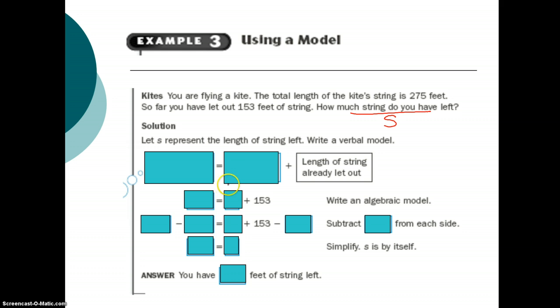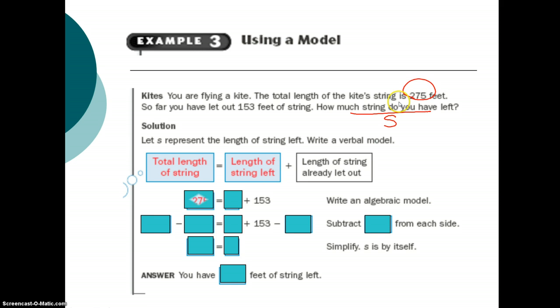That's your variable. The verbal model is putting words in for where we're eventually going to put in numbers. We're going to find the total length of string, which we know. And you know the total would equal the string that was left versus the string that's already let out. We know the total is 275 feet. The length of string left, you don't know. And we know that you let out 153.